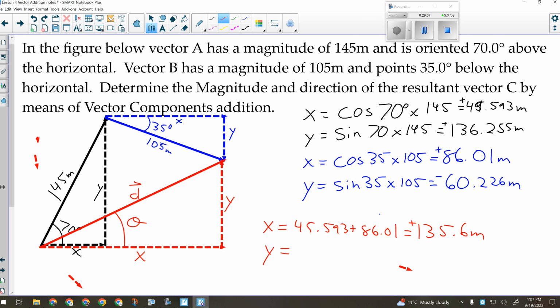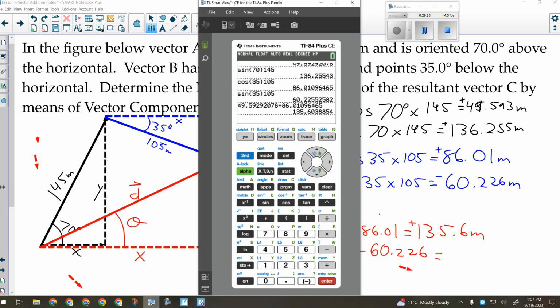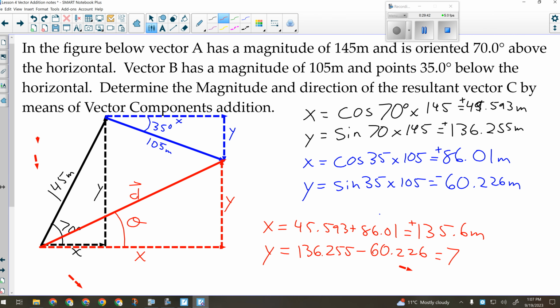Okay, so for y then, I'm going to take my black y, 136.22255, and I'm going to add negative 60, or just subtract 60.226. All right, so my 136 minus the 60 gives us 76.03 meters, and that is positive, because we still end up above where we started. Okay? Everyone okay with that so far?